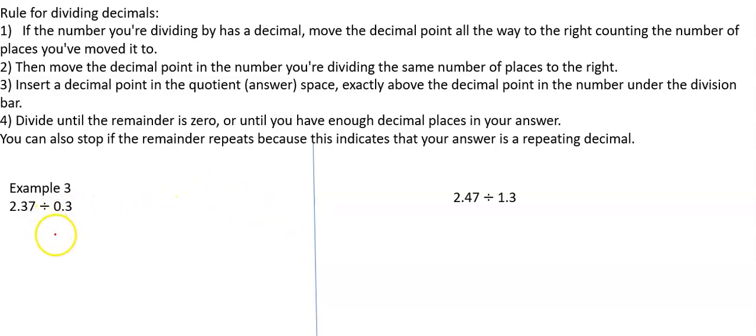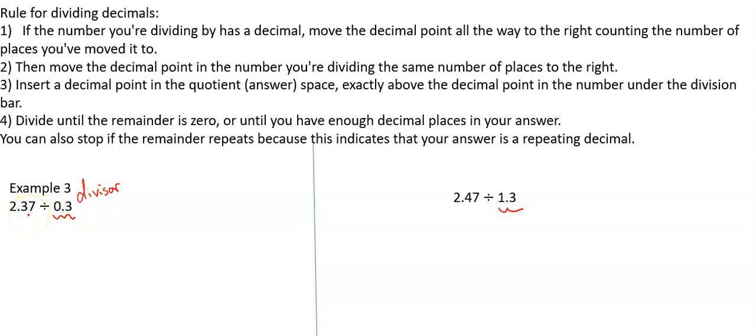Let's look at how to divide decimals. So the rule for dividing decimals, again, is different from adding and multiplying. In division, we are going to focus on the second number, which is what we call the divisor. And this is like asking us how many times 0.3 goes into 2.37.